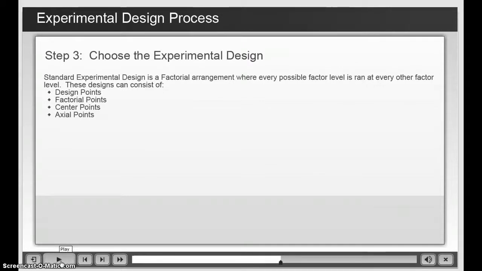And these designs consist of several different points. One is referred to as the design point. There's factorial points, center points, and axial points. Design point is essentially any point that's in the design space. Factorial points are the primary corner points of the design. Center points, as it states, fall in the center. And axial points are the non-corner points of the design to help define what type of polynomials may exist in an algebraic function.